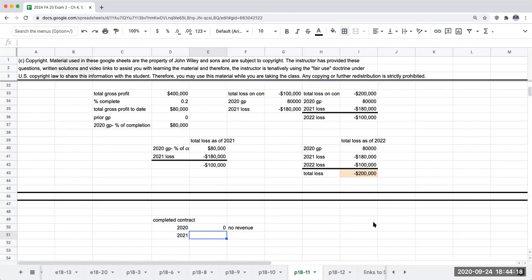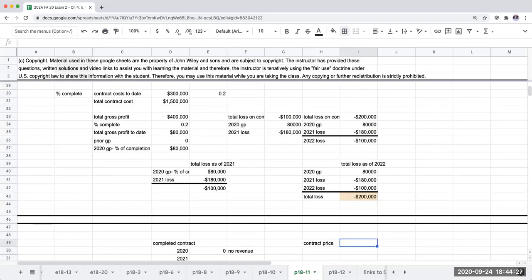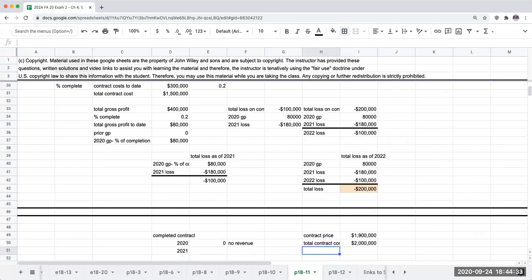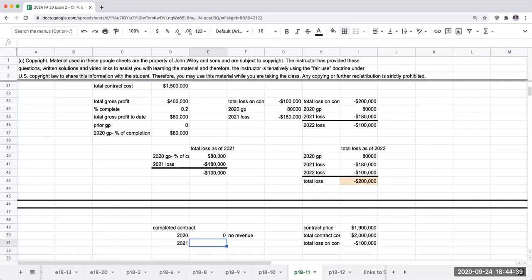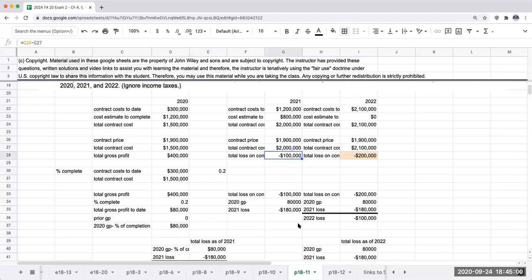I recognize all losses immediately when they happen. So my loss under the completed contract method is going to be: my contract price was 1.9 million, my total contract cost was 2 million. So my loss on my contract is $100,000. So in 2021, I'm going to recognize this loss immediately of $100,000. Now, why is it not 180? Well, it's not 180 because we recognized no revenue in 2020. Rather, we're recognizing this $100,000 now.